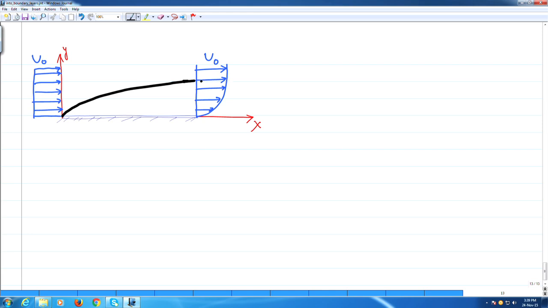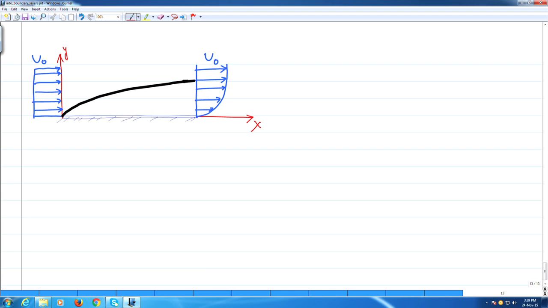So essentially, please don't get confused. This here itself is also u naught. This velocity is also u naught, meaning these two arrows. If I go even further up, these all will be u naught, same as this. So this is my boundary layer. Now what I'm going to do here is draw a control volume.